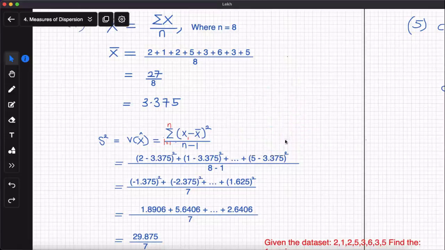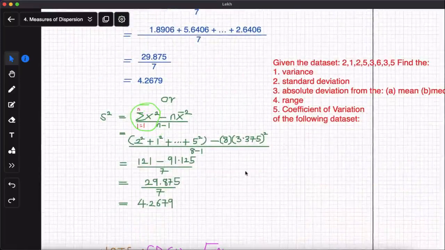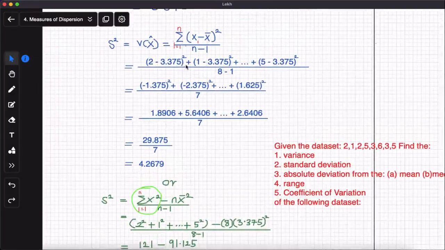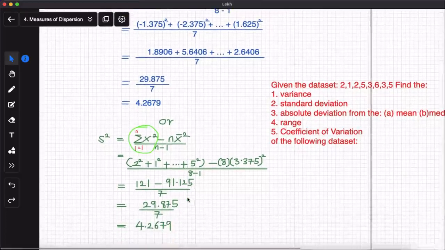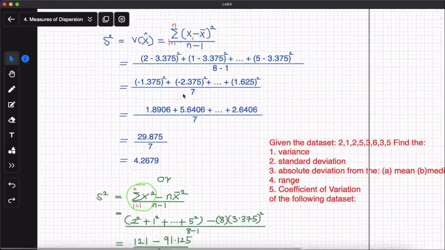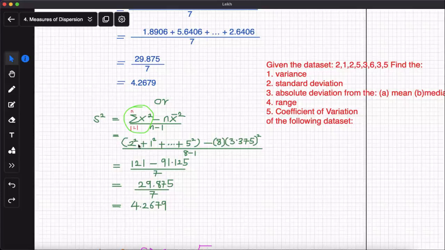Now that we know that, I want to take advantage of it to make my work easier, because having to find the difference between this and this when you have so many observations may be difficult. But I can use this to obtain my variance even when I have 100 observations. It's going to be somewhat easy for me, at least compared to the other formula.